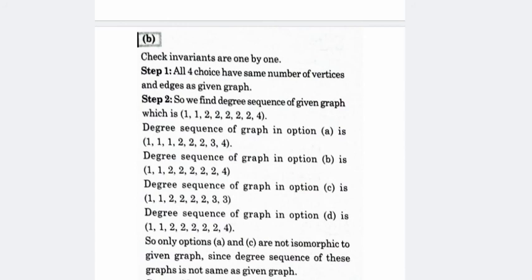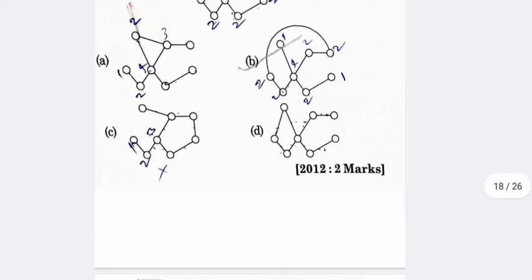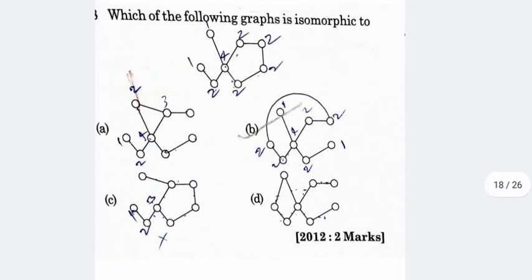Now the degree sequence given in option A is 1, 1, 2, 3. Here a degree of 3 is identified, but in the given graph there is no vertex of degree 3. So option A is wrong. Now come to option B.